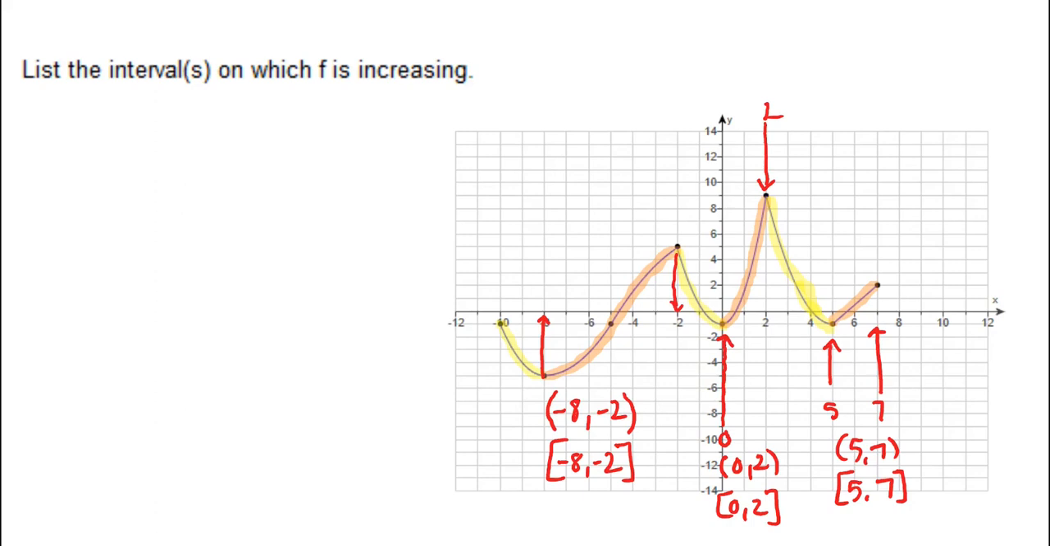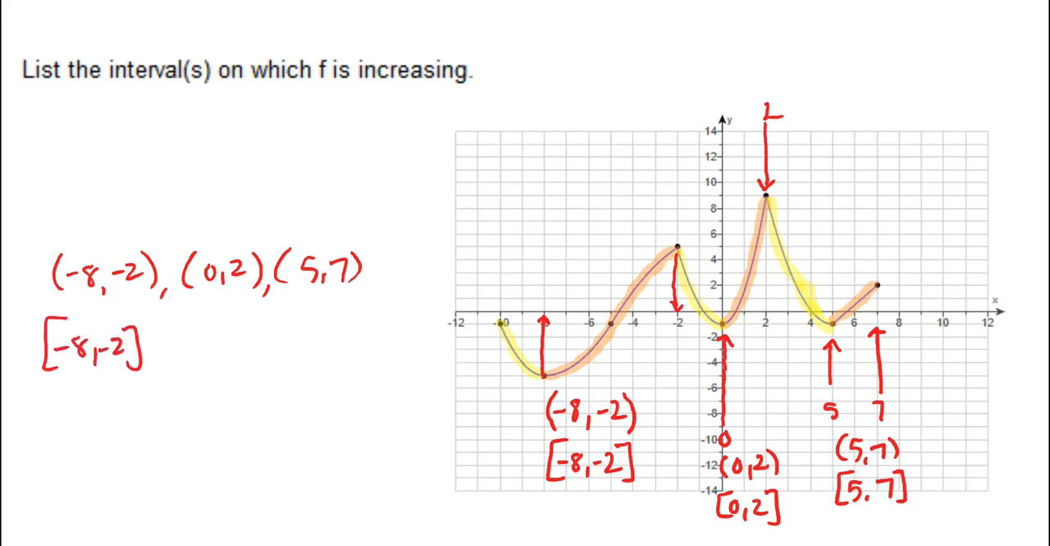So to list the intervals where the function is increasing, that would be -8 to -2, 0 to 2, 5 to 7 if we're dealing with open intervals. And -8 to -2, 0 to 2, 5 to 7 for closed intervals.